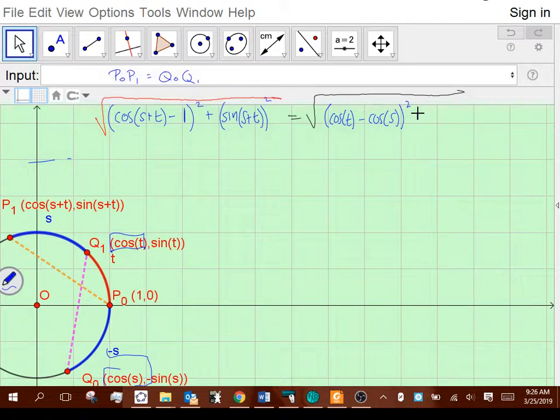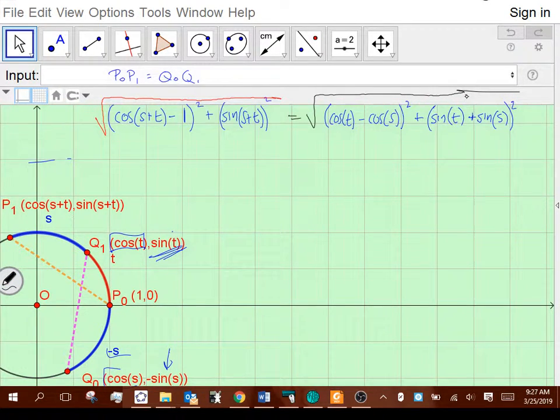Plus then, now we'll do the difference in the y. So that y and that y. So we'll go sine of T minus negative sine of S, right? Well, minus and negative becomes positive. So sine of S. And we'll square that.